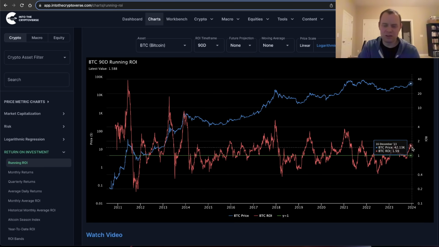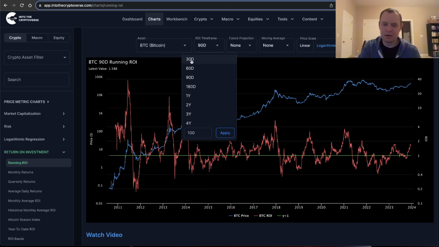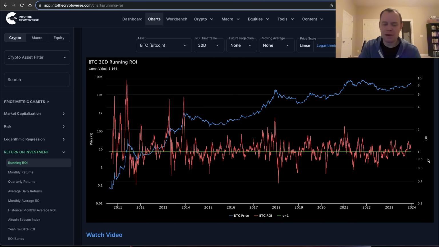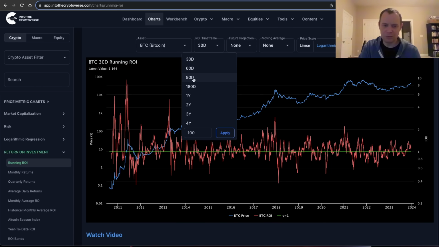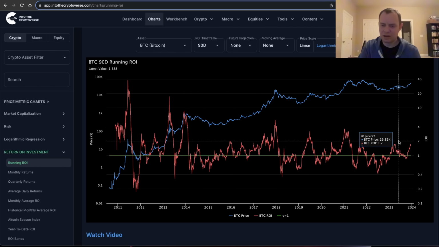So I guess it's not actually, excuse me, I misspoke earlier. The 90-day ROI is not at 2 yet. It's at about 1.6. That was including the projection out. So it could go to that level if over the next couple of weeks Bitcoin were to go up, but right now it's only at 1.59x. And over the last 30 days, it's up about 1.164x. So just to clarify what I said. So we'll see what happens.